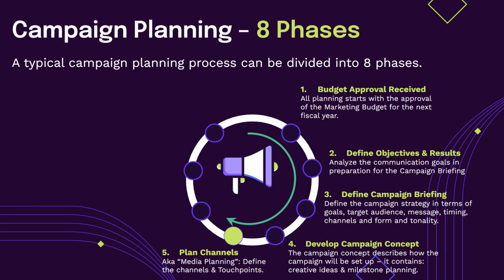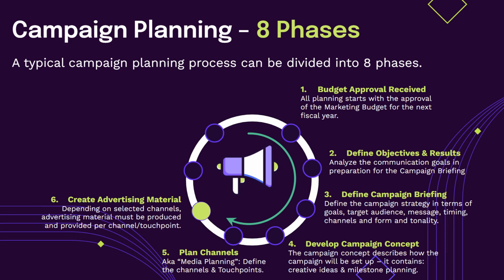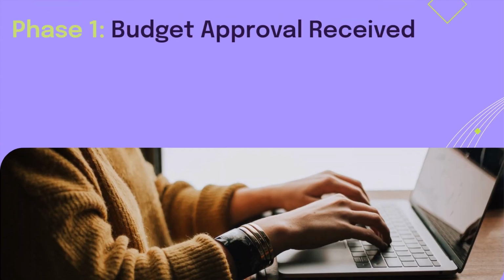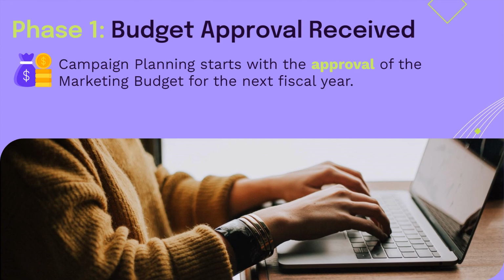5. Plan channels, also known as media planning. Define the channels and touchpoints answering the where, communication channels and touchpoints, and when, frequency to reach the target audience. 6. Create advertising materials. Depending on selected channels, advertising material must be produced and provided per channel or touchpoint. 7. Launch preparation. Inform sales teams, book media, and set up campaign monitoring. 8. Post-launch campaign evaluation. After launch, prepare for KPI evaluation. Track and report results.